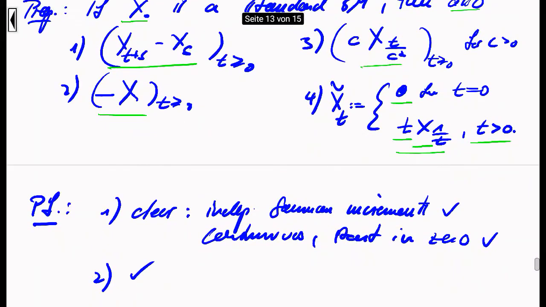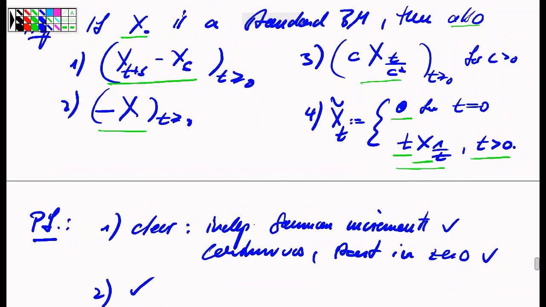Okay, let's prove this now. For instance, why is 1 correct? Well, it's clear that this process has still independent Gaussian increments, because the increment statistics of this shifted, translated process are basically the same. So the independent Gaussian increment property is preserved. It's again a process with continuous in time trajectories, and it starts in 0, so therefore it is a Brownian motion. I should also say that, of course, the statistics of these increments are also given by a normal distribution.